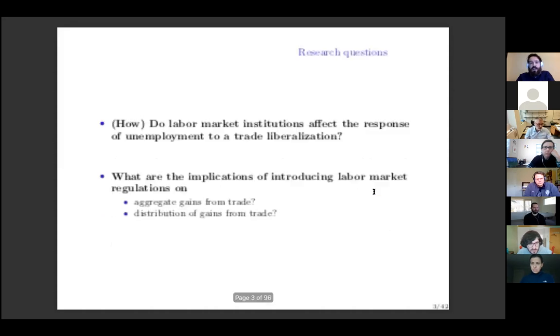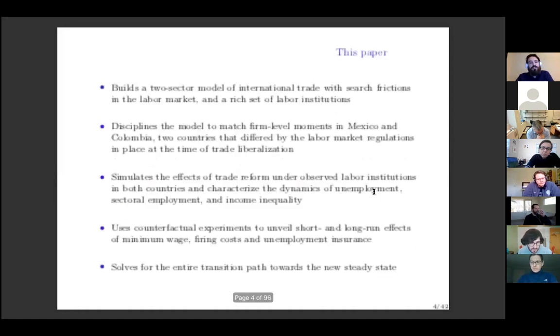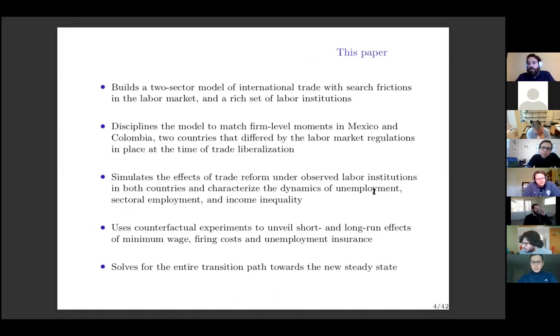So given these two facts, the question I address in this paper is how do labor market institutions affect the response of unemployment to trade liberalization, and in general, the labor market adjustment following a reduction in trade costs? And eventually, what are the implications of introducing labor market regulations on the aggregate gains from trade and the distribution of those gains in the population? How do I address this question? Well, I build a two-sector model of international trade that features a number of elements, and in particular, search frictions in the labor market and a rich set of labor market institutions.